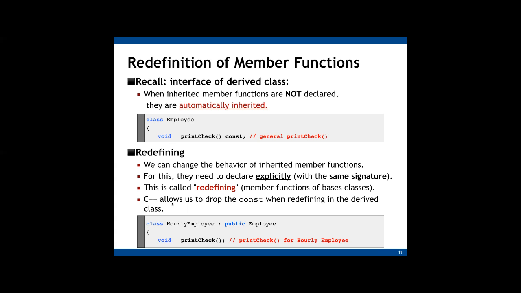And note that C++ allows us to drop the const on the function when we redefine it in the derived class. If you look at this example, this print check member function has a const keyword in the base class, but as you can see here, there is no const keyword here. So you can remove the const keyword when you are redefining the inherited member function in the derived class. This is syntactically correct.